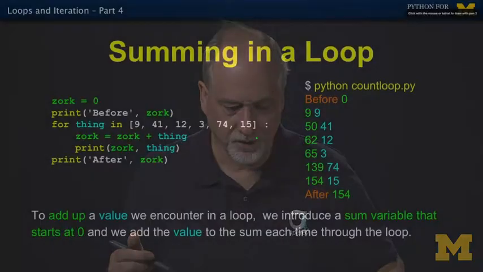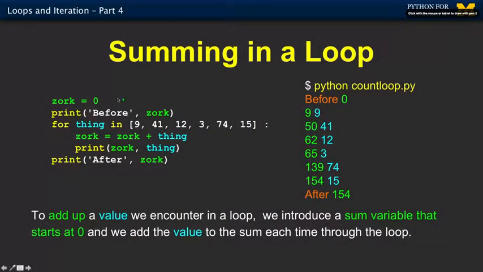So that's counting. The next thing we're going to do is total up a series of values. In this case, we're going to total them up, which makes a little more sense now. We're going to have another variable, zork. I would probably call this total. During the loop, it'll be the running total, and at the end of the loop, it will be the total. So total equals 0 before; that's the running total of what we've seen.